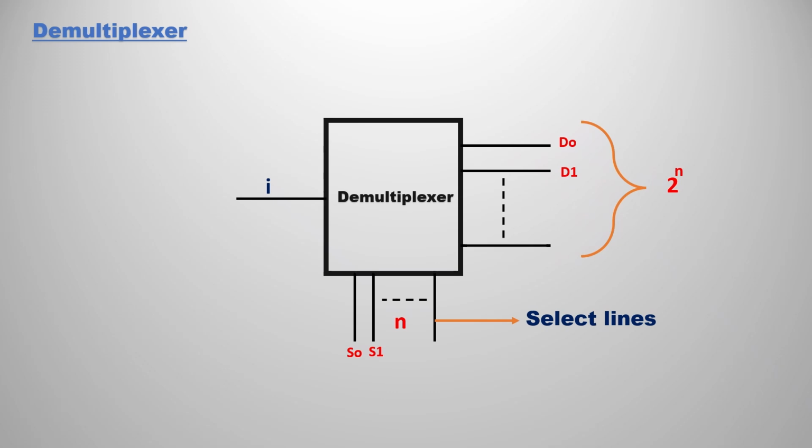But the demultiplexer means exactly the opposite thing. We have only one input, which I have represented with a variable I. But you have the outputs as 2 power n. So the select lines would be n and the outputs would be 2 power n, but the input is always 1. It is exactly opposite of the multiplexer.